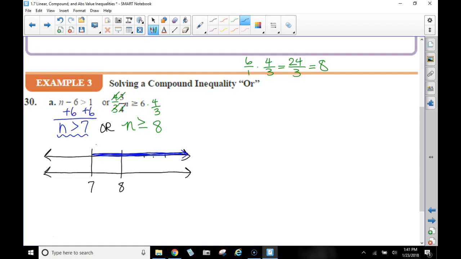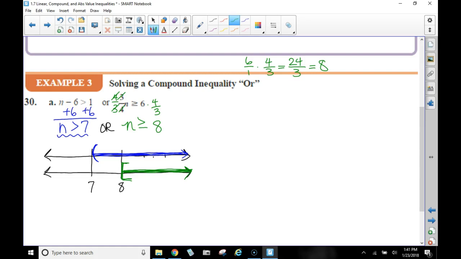And I'm going to put a parenthesis at 7 because it just said greater than. On the bottom number line, I'm going to graph n is greater than or equal to 8. The values of n that are bigger than 8 lie to the right of 8. And this time I'm going to put a bracket at 8 because it said greater than or equal to. And the bracket's like a big old hug just saying, get in here, guy, you get to be included.